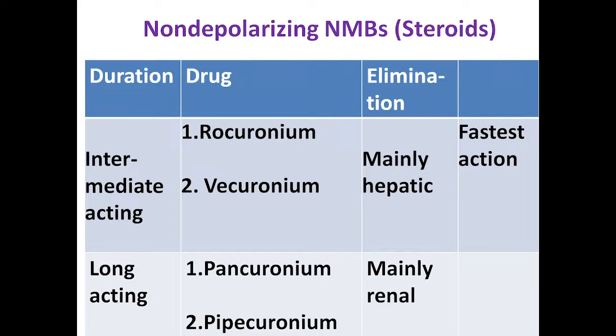Now coming to the steroids, so in fact steroids are the ones, unless we want a very short acting drug, that are more commonly used nowadays. We don't have a very short acting steroid, we have intermediate or long acting. But amongst the intermediate we have two, rocuronium and vecuronium. Rocuronium is also very fast acting, so it's quite widely used nowadays as a neuromuscular blocker. And for both of them, the major route of elimination is by hepatic metabolism.